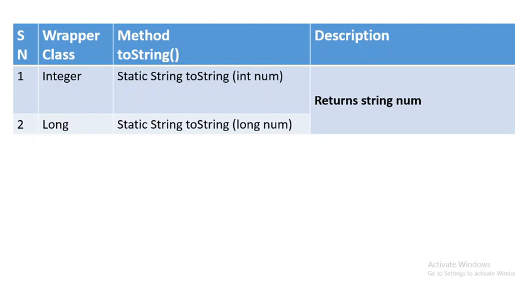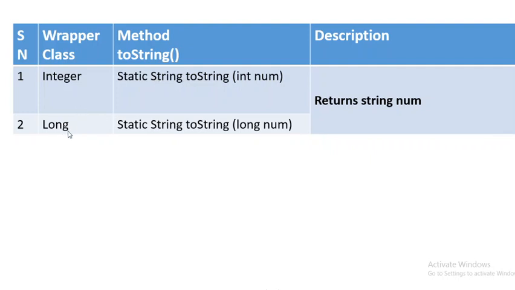toString. This is again available with Integer and Long wrapper classes. This is again a static method. It returns the string equivalent of a number. It is the number as a string. If you are using this with Integer, it will be Integer.toString. In brackets you will provide any integer number. So the same number you will get returned, but it will be considered as a data type string.